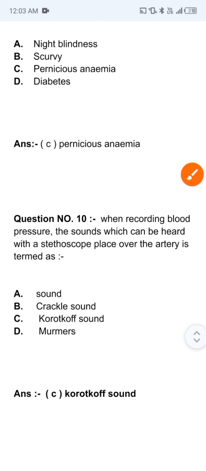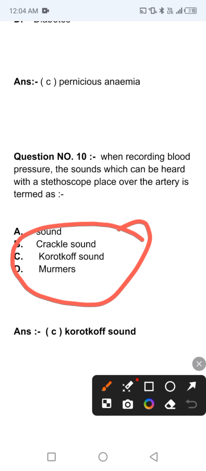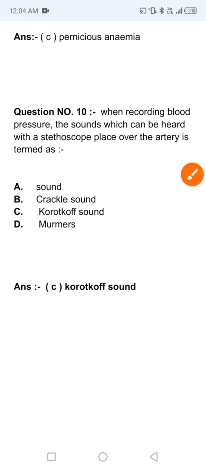Now move on. The last, question number 10: When recording blood pressure, the sound which can be heard with a stethoscope placed over the artery is termed as? And here are the options: option A, sound; option B, crackle sound; option C, Korotkoff sound; and option D, murmurs. And the answer C is the right answer.